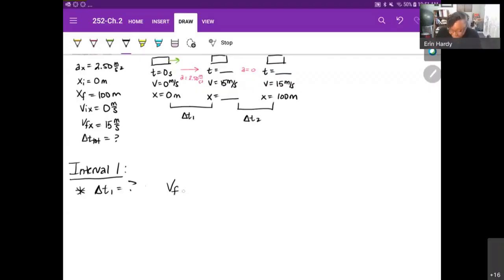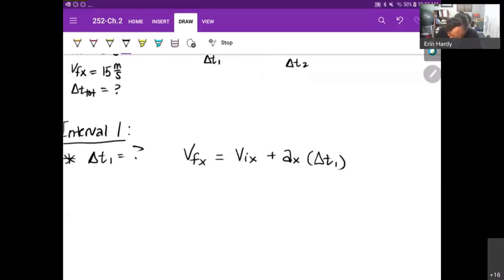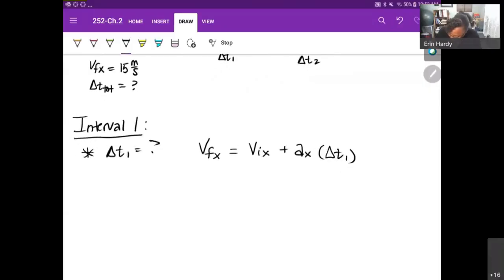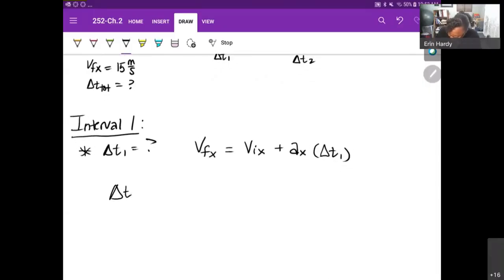So VF, I know that the sprinter is moving along the x-axis, so I'm going to put x's here. VFX is equal to V initial x plus the acceleration in the x direction times delta T, and this is delta T1. So if I solve for delta T1, delta T1 is going to be equal to V final x minus V initial x over AX. And I know all of those quantities.